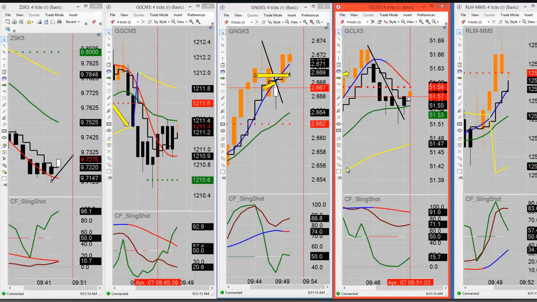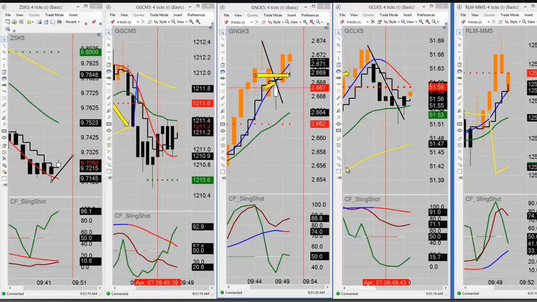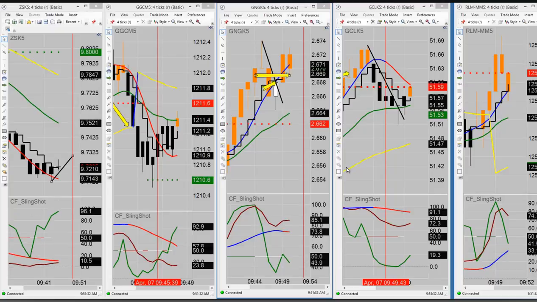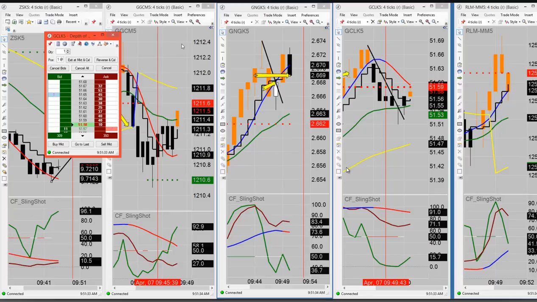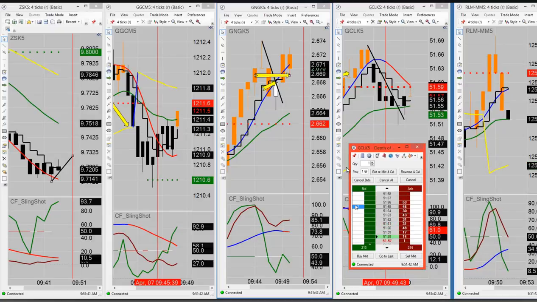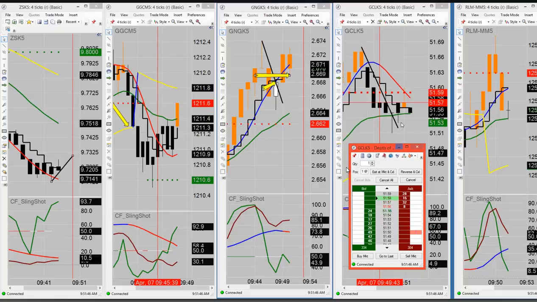All right, this up close right here on the crude is a long trade at 51.57. I just got long at 51.58 on the crude. And all these extra orders on here, I was waiting for it to close along the way in there, so I had all those other orders on.